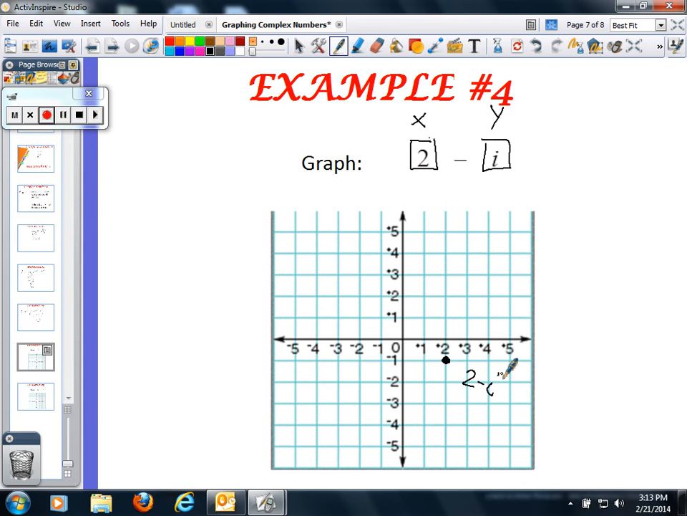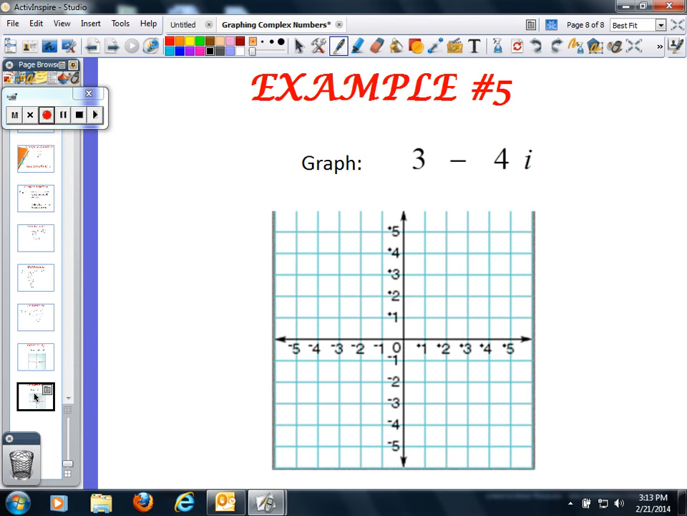We get to the next one. 3 is my x value. This is my y value. So I'm going to go positive 3 on the x, down 4 on the y. 1, 2, 3, 4. I put my point. This is the point 3 minus 4i.